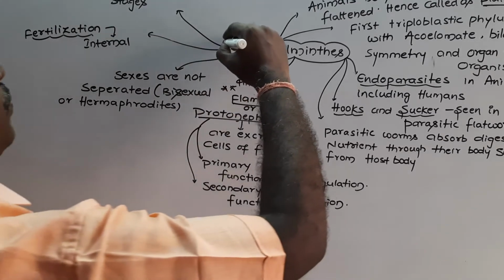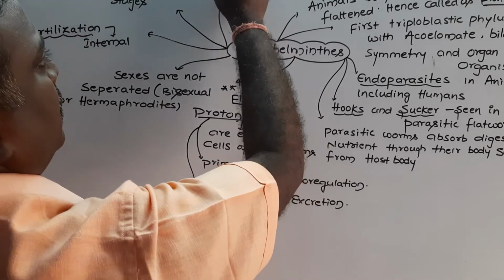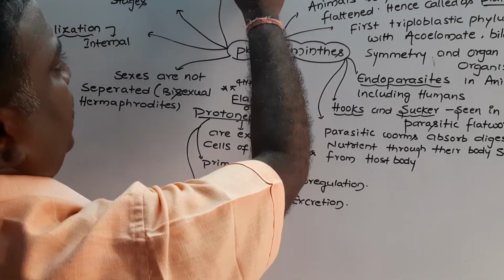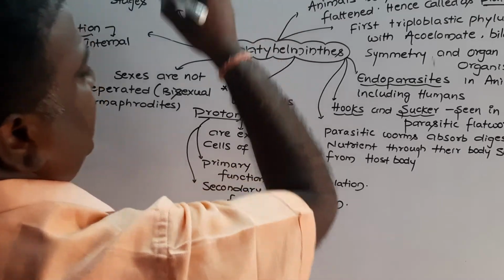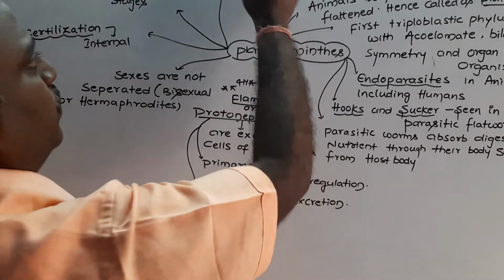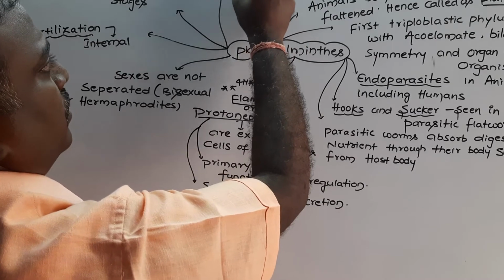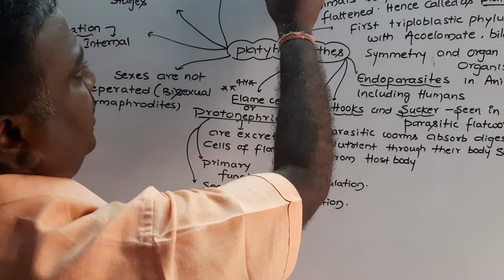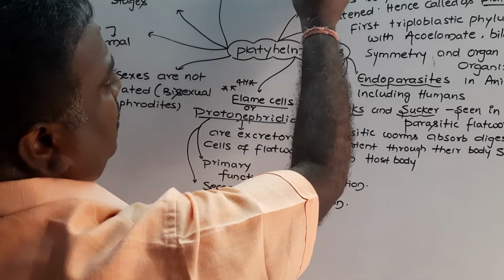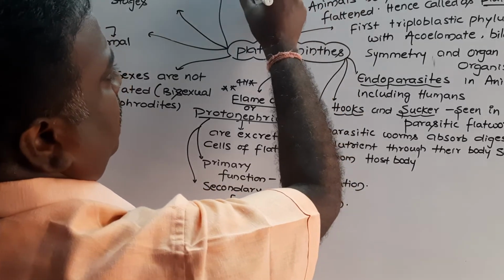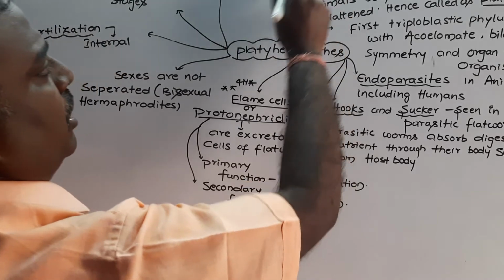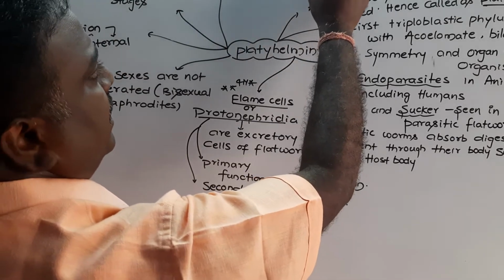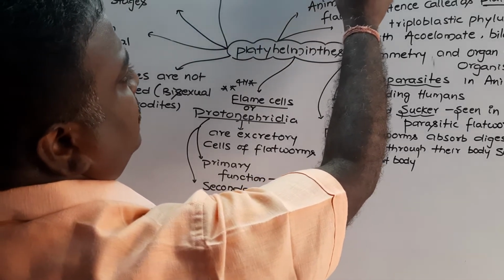And if we go for the regeneration power, a group of free living flatworms, that is what we call planarians. Planarians are the group of flatworms. They show remarkable power of regeneration. Sir, planarians are showing remarkable power of regeneration. Yes. Is it right? Yes, correct.